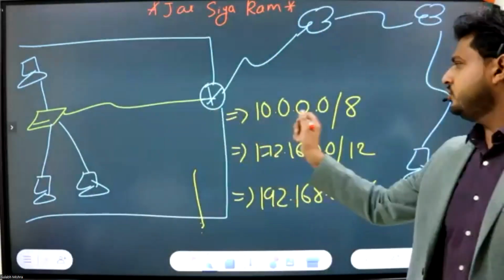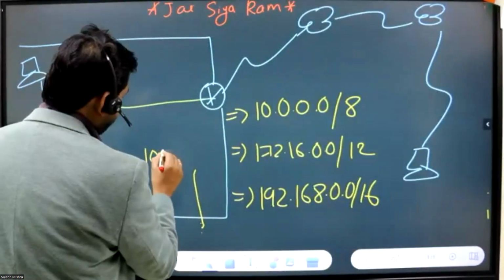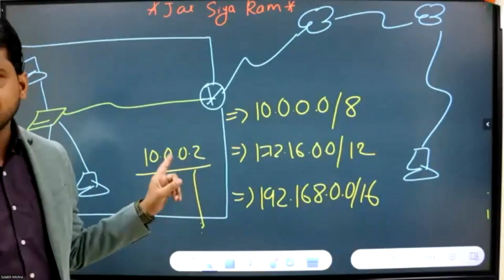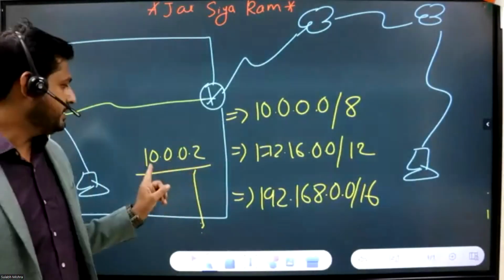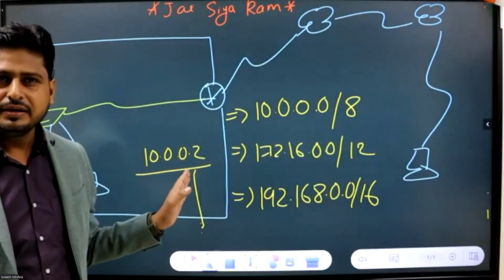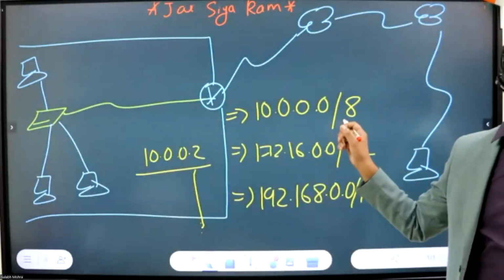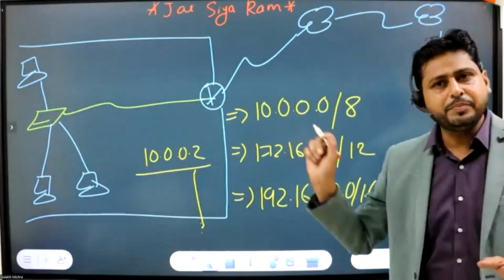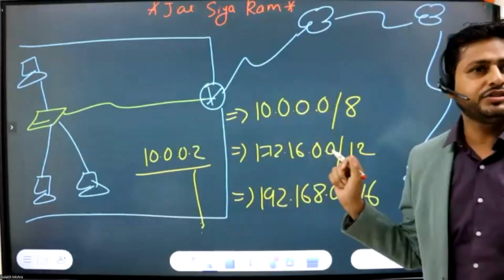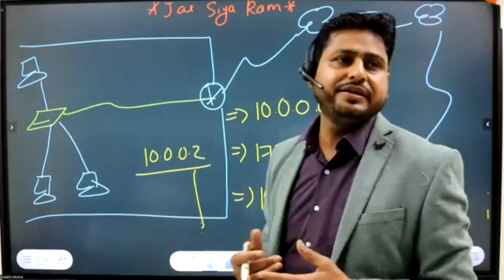When you see, for example, 10.0.0.2, this is called a single IP address. When you see 192.168.0.5, something like that, it's a single IP address. But when you see the slash, that means it's not a single IP address, it's a range of IP addresses, which we call a network or subnet. That means many permutations and combinations can be created.